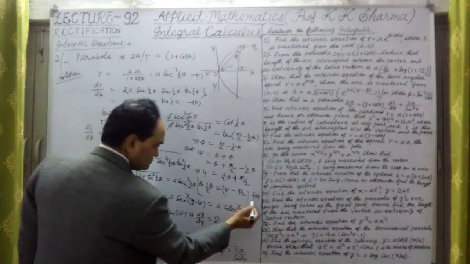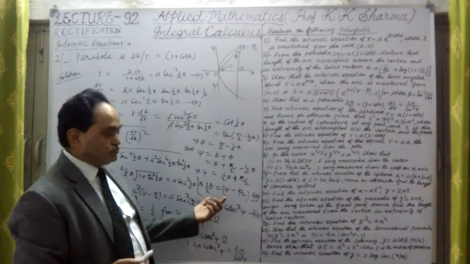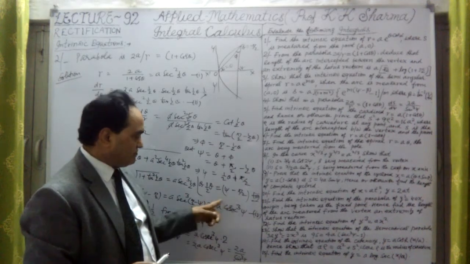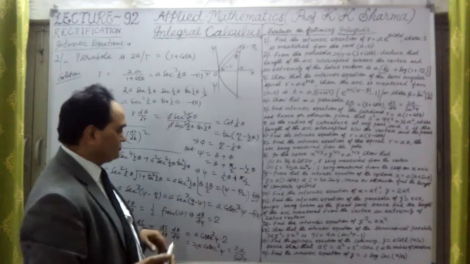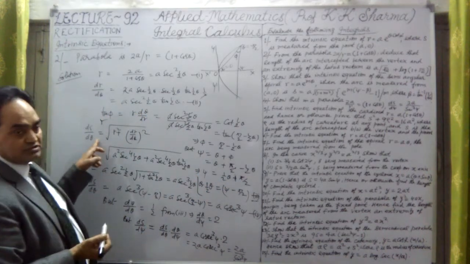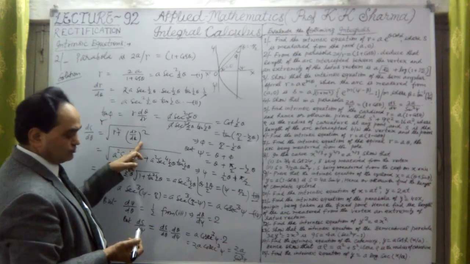This is the relationship which we will finally put in case we are able to find the value of s in terms of theta, and then theta is converted into psi. Now let me find ds upon d theta. This ds upon d theta is under root r square plus dr upon d theta whole square.